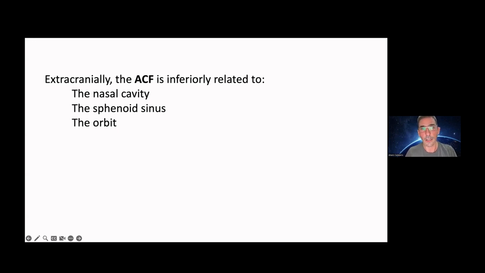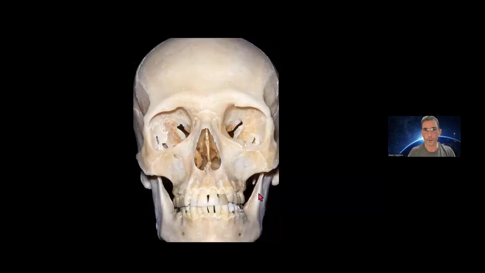Extracranially, the anterior cranial fossa is inferiorly related, in the midline, to the nasal cavity, posteriorly to the sphenoid sinus, and laterally to the orbit. So we can see the anterior cranial fossa, medially the nasal cavity, posteriorly the sphenoid sinus, and laterally both orbits.